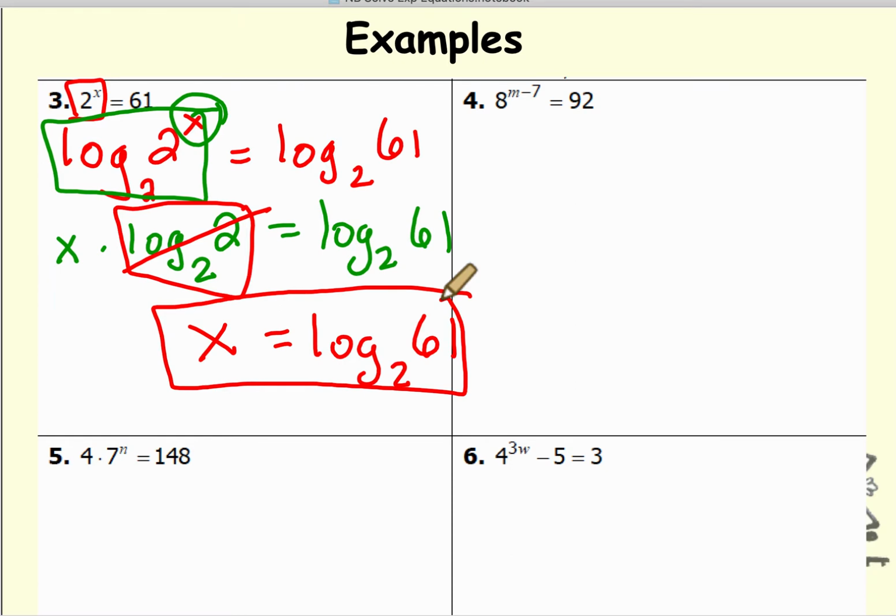I could use my calculator and put this in and get a decimal expression, but this is the most precise answer, so I'm going to leave it exactly like that. Writing it like this is kind of the same thing as writing square root of 2 rather than rounding it to 1.4. This is more precise.